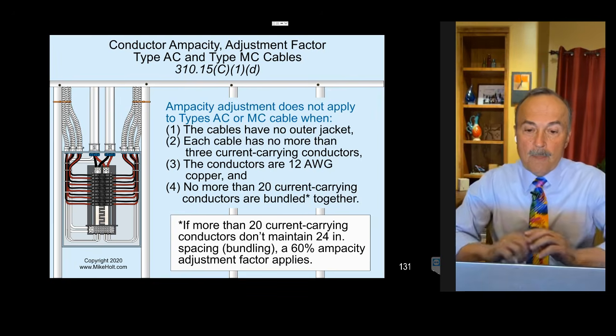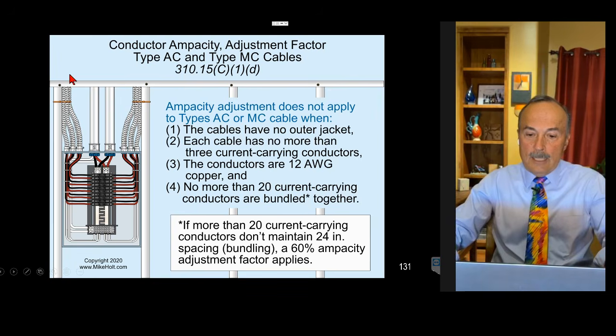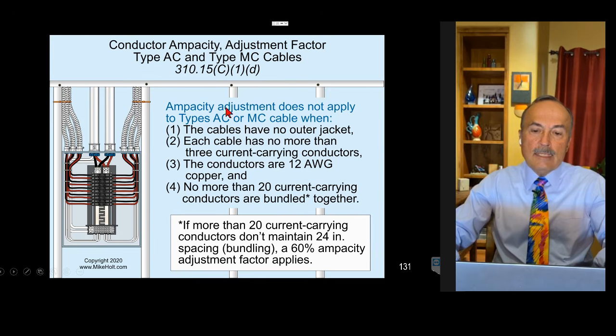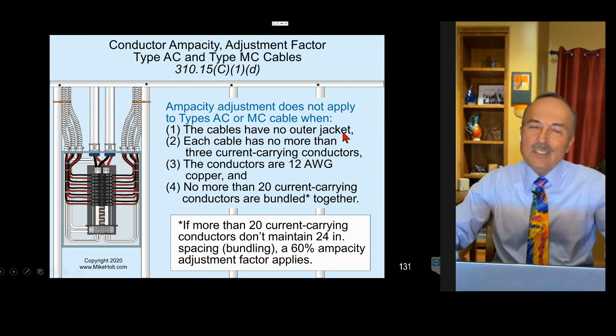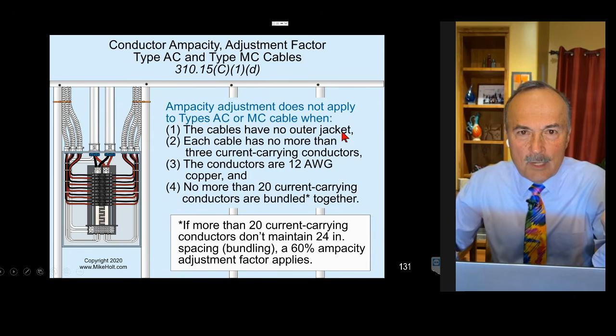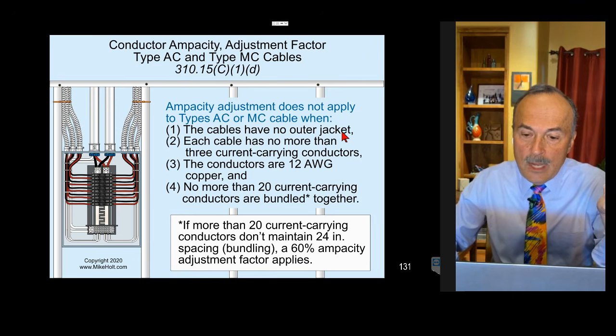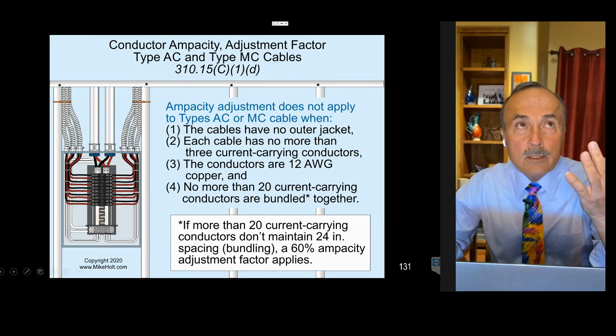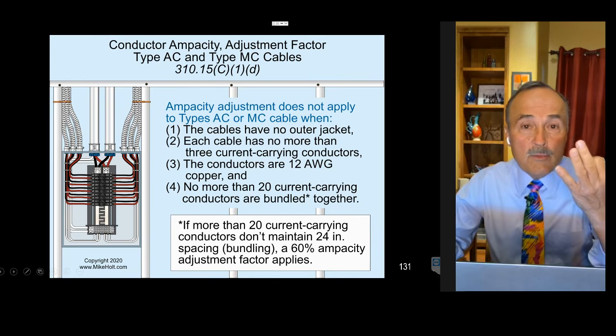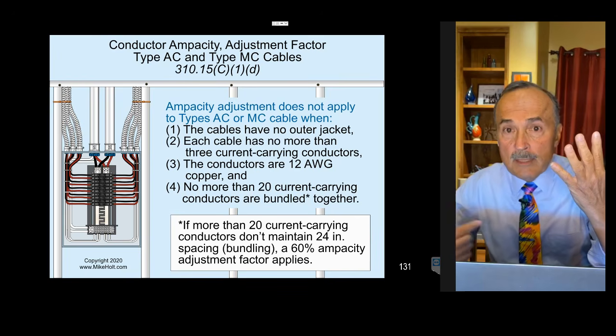It's an exception. Well, here's the rule. Here's what it says. Ampacity adjustment does not apply to Type AC or MC cables when the cables have no outer jacket. You're not going to be putting an outer jacket on MC cable and bundling them, but if you did, then you can't apply this rule. Each cable has no more than 3 current-carrying conductors. Okay, so you could have 3 phases and a neutral, multiwire branch circuit, and the neutral's not current carrying. We talked about that in the last video.